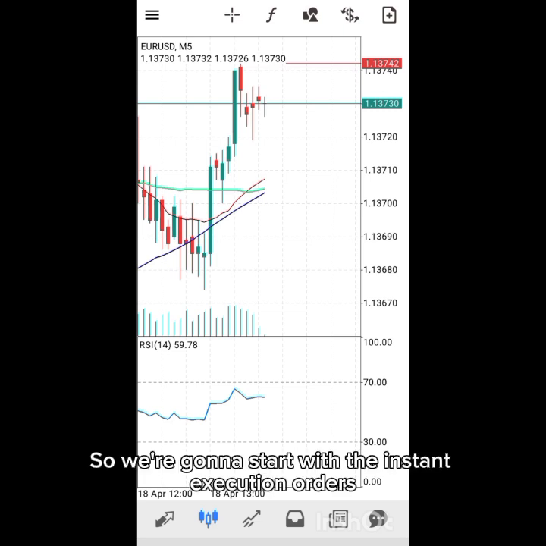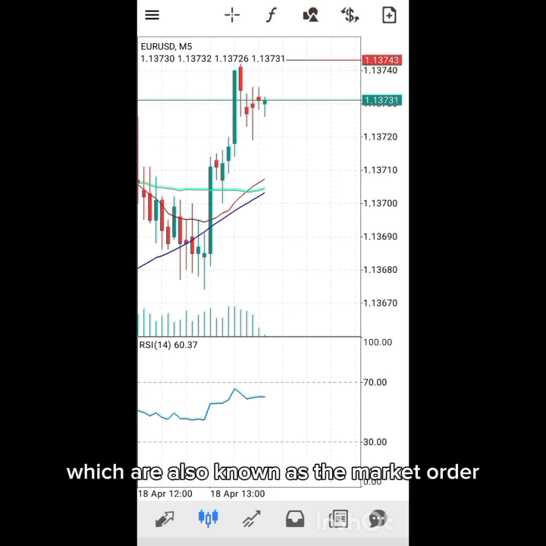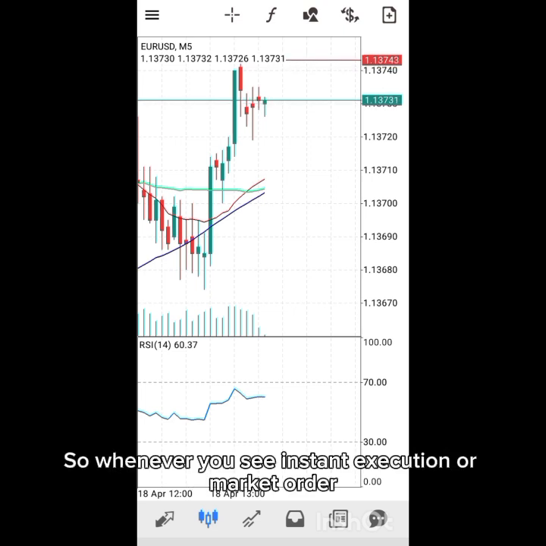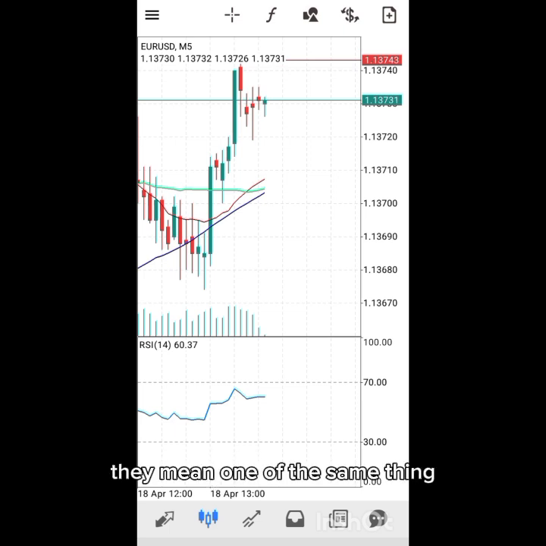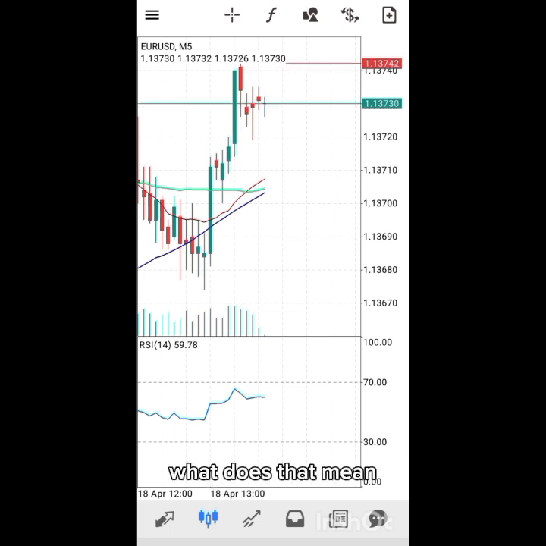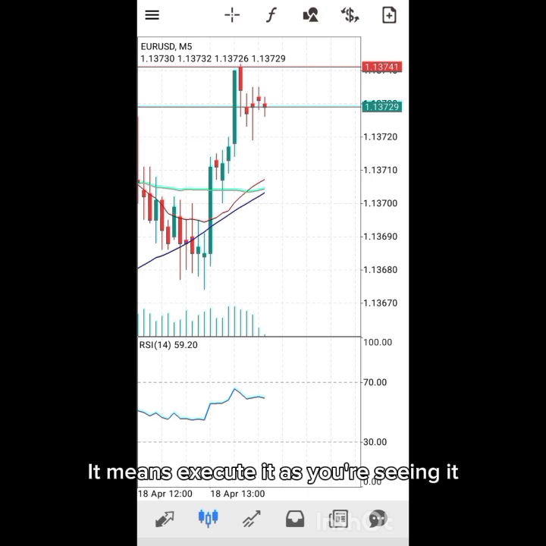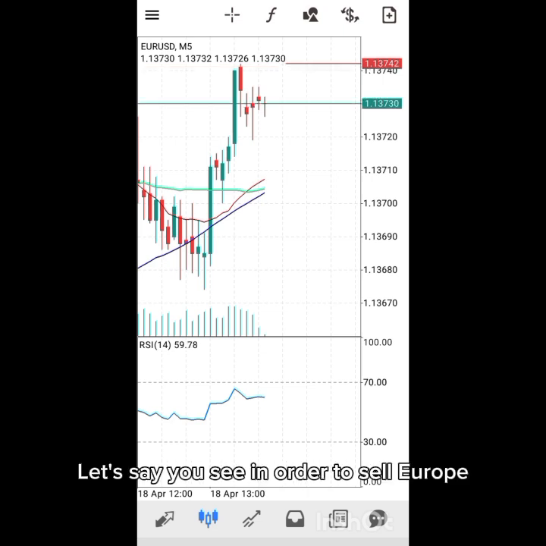Right, so we're going to start with the instant execution orders, which are also known as the market order. Whenever you see instant execution or market order, they mean one and the same thing. What does that mean? It means execute it as you're seeing it, place the order. Let's say you see an order to sell EUR/USD, for example, at the current price. Look at the price right now.